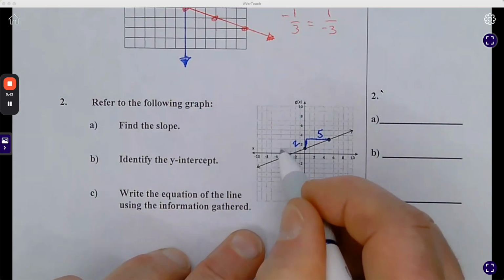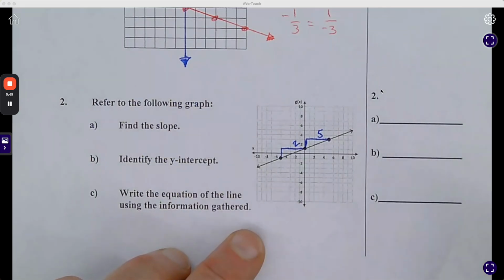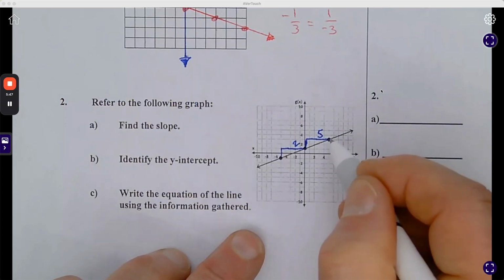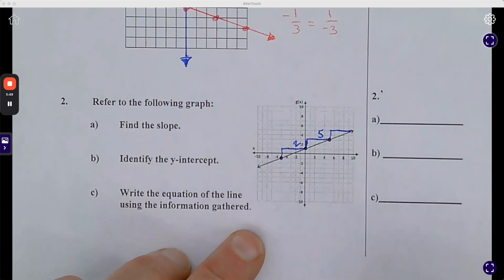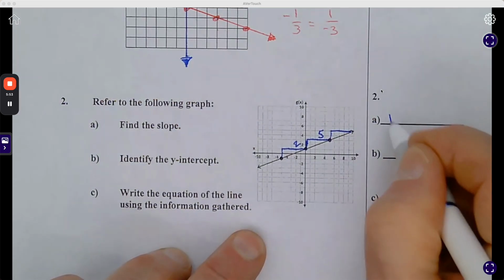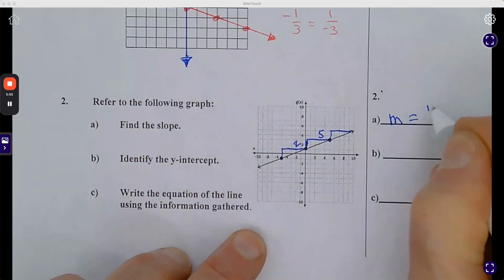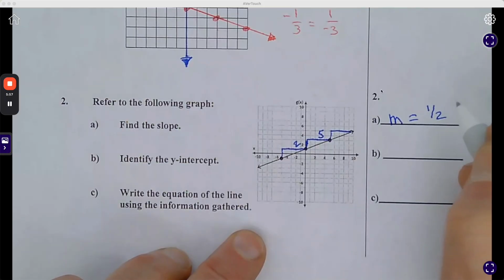If you do this, up 2 over 5, it's the same. All right? That's always consistent. Up 2 over 5. So my slope, m, is the letter we denote for slope, up 2 over 5.